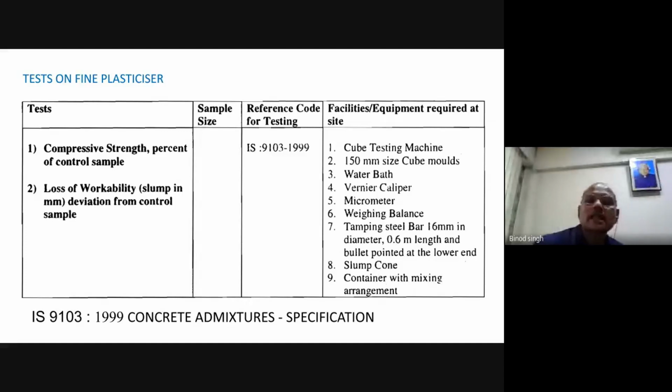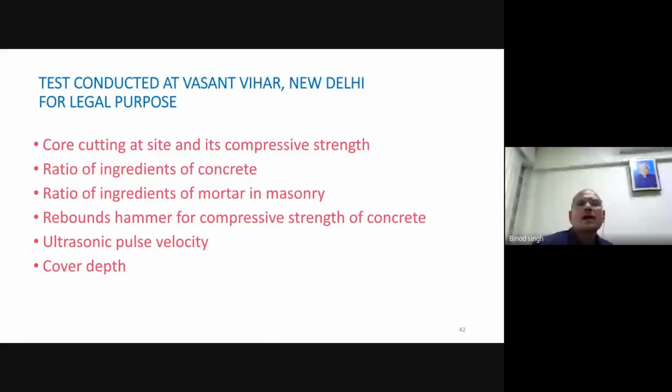These are the codes, 9103, 199. So there are lots of codes, thousands of codes, and you have to understand those provisions. I have done some testing at Basant Bihar, New Delhi for a legal purpose, because there was a dispute between the owner and the client and renter related to the building.